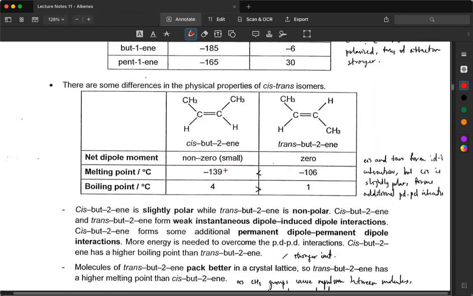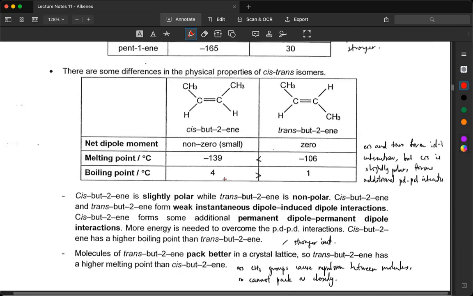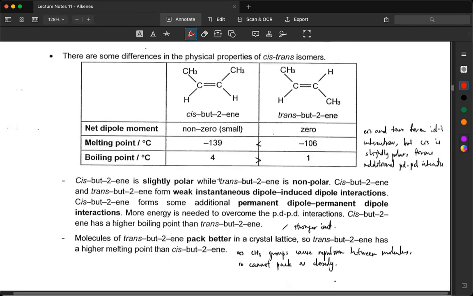For the cis isomer, there is a small net dipole moment. But for the trans isomer, it is zero because the dipoles cancel each other out. If you look at cis and trans but-2-ene, the cis is slightly polar while trans is non-polar. Cis and trans both form weak instantaneous dipole-induced dipole interactions. However, the cis isomer has some additional permanent dipole-permanent dipole interaction, which means more energy to overcome, which explains the higher boiling point. But in the case of melting point, the cis isomer has a lower melting point.